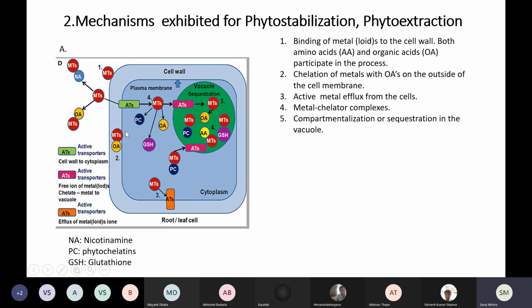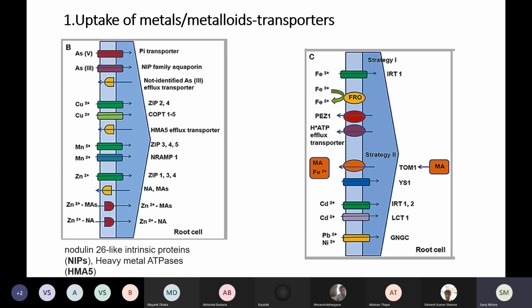And how does it happen? That is because you do have active transporters. So these are shown in green color. These are the active transporters which are localized along the plasma membrane, and just like any other transport protein which is membrane bound, it is also capable of taking these metalloids and transporting them inside the cell. An example of the same you had seen in the last lecture.